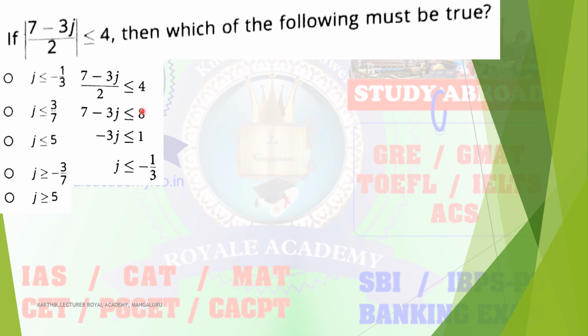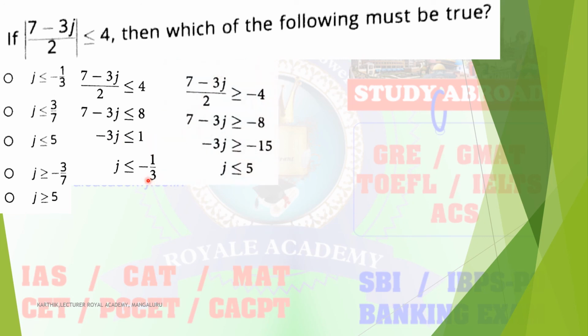So while simplifying, you will get the answer. So the first option is correct. Here, cross multiply 4 to the 8, and then this 7 moves to the right hand side. So 8 minus 7 is 1. Then j is less than or equal to 1, the minus sign goes across, minus 1 by 3. That is your answer.